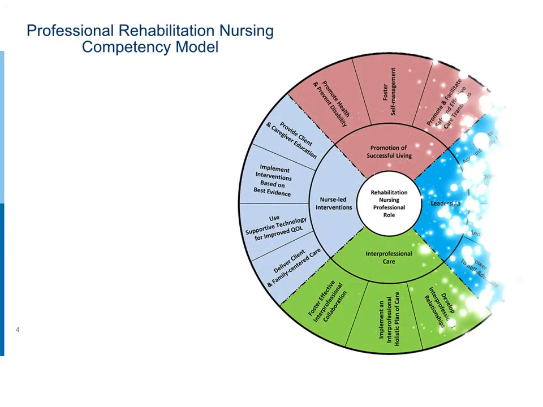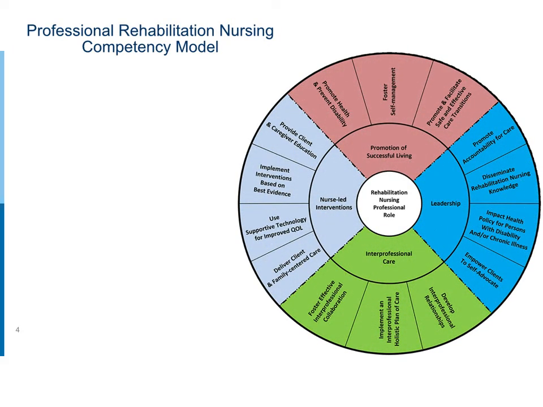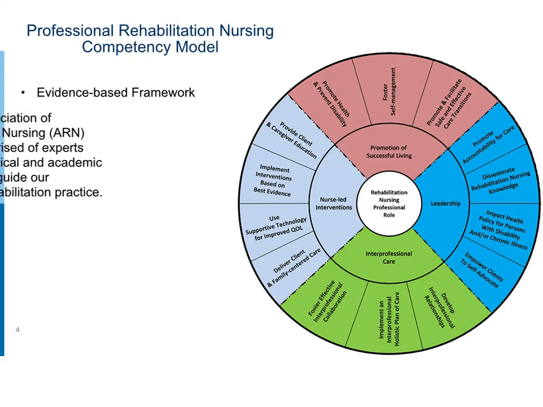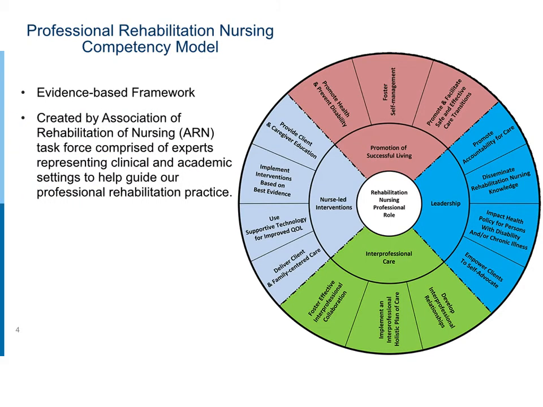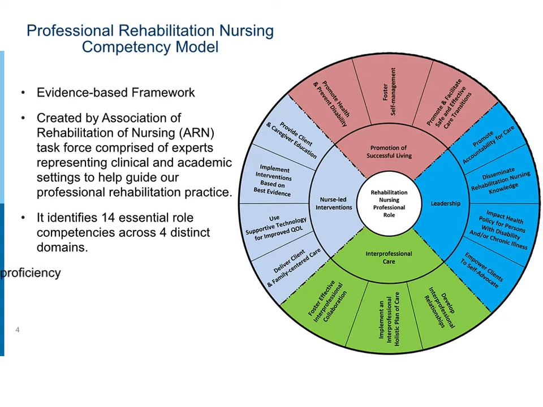And moving right along to our professional rehabilitation nursing competency model. It is an evidence based framework created by the Association of Rehabilitation Nursing, ARN, task force comprised of experts representing clinical and academic settings to help guide our professional rehabilitation practice. It identifies 14 essential role competencies across 4 distinct domains and 3 levels of nurse proficiency.